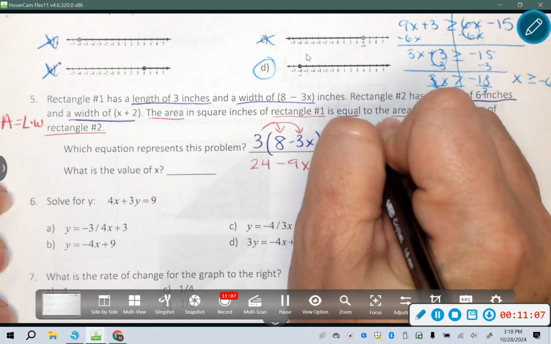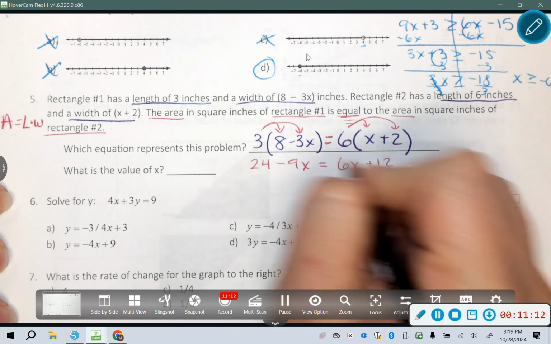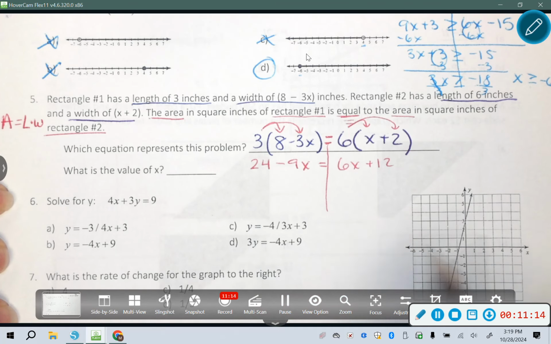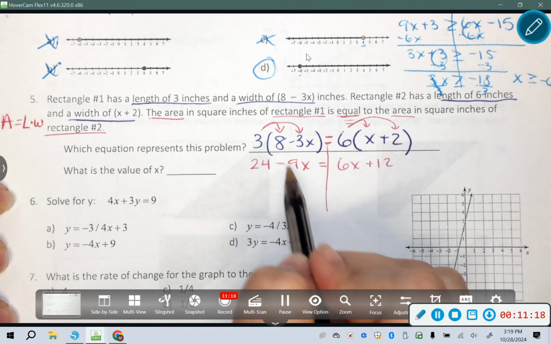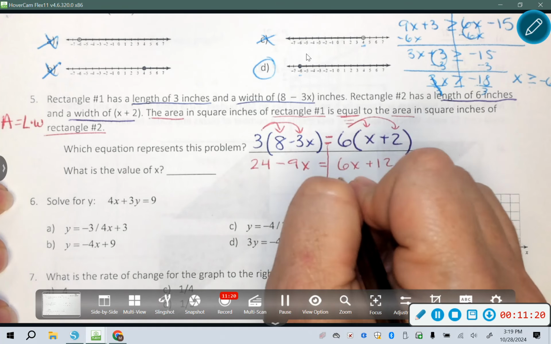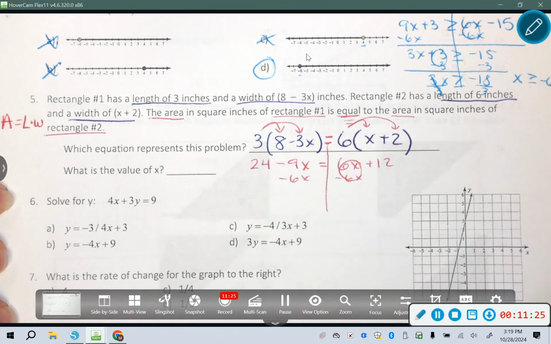6 times x is 6x. 6 times 2 is 12. And just like all the other problems, nothing here combines, nothing here combines. Move my x's to the left, my numbers without x to the right. So minus 6x, minus 6x. 6 minus 6 is 0, so that's gone.